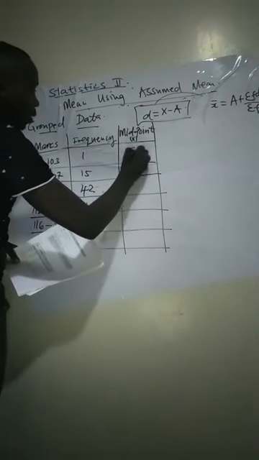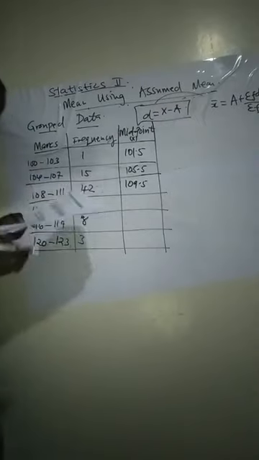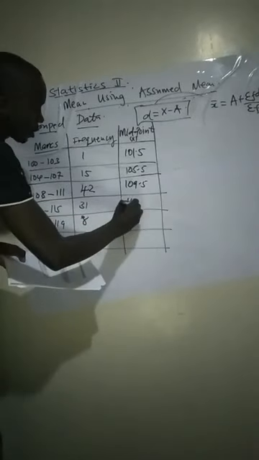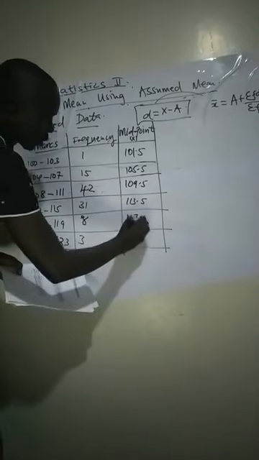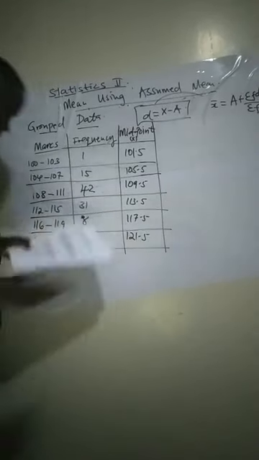So let me capture the midpoints. For the first class, I'm going to get 101.5. We'll do the same thing for all of them. 104 plus 107 divided by 2, so the next class, 105.5. The next one is 109.5. The next one is 113.5 and 117.5, a difference of 4. The next one is 121.5.